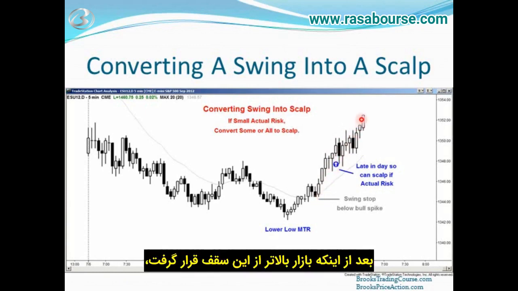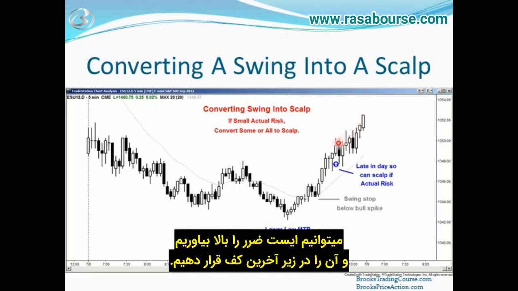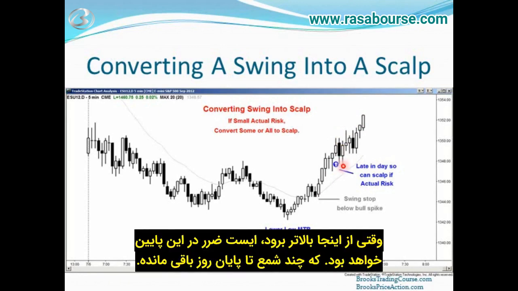After the market went above this high, you probably would have trailed your stop to below the most recent higher low over here. And once it went above here, your stop would be down here. You only have a couple bars left in the day.